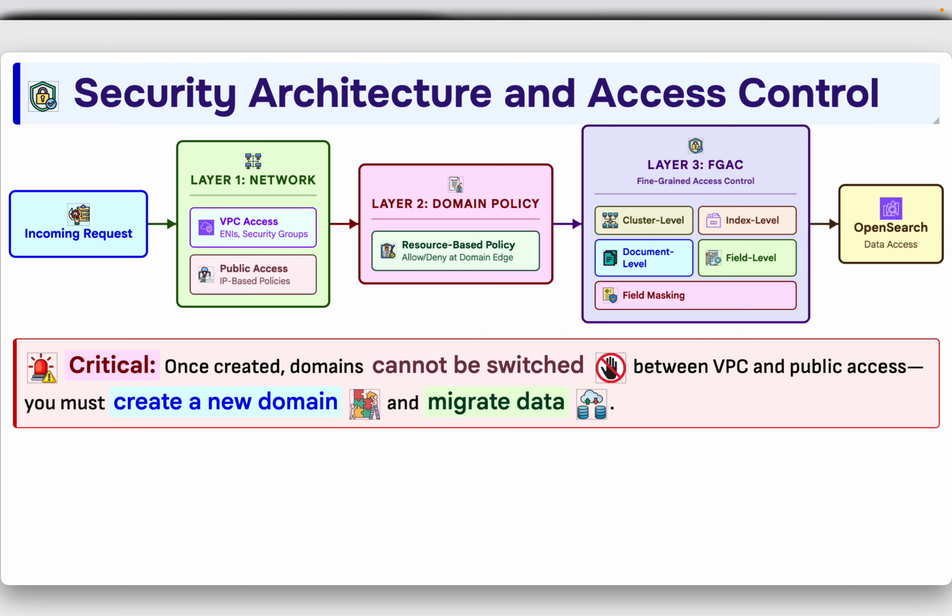Once a domain is created, it cannot be switched between VPC and public access. You must create a new domain and migrate the data if you need to change the access type.